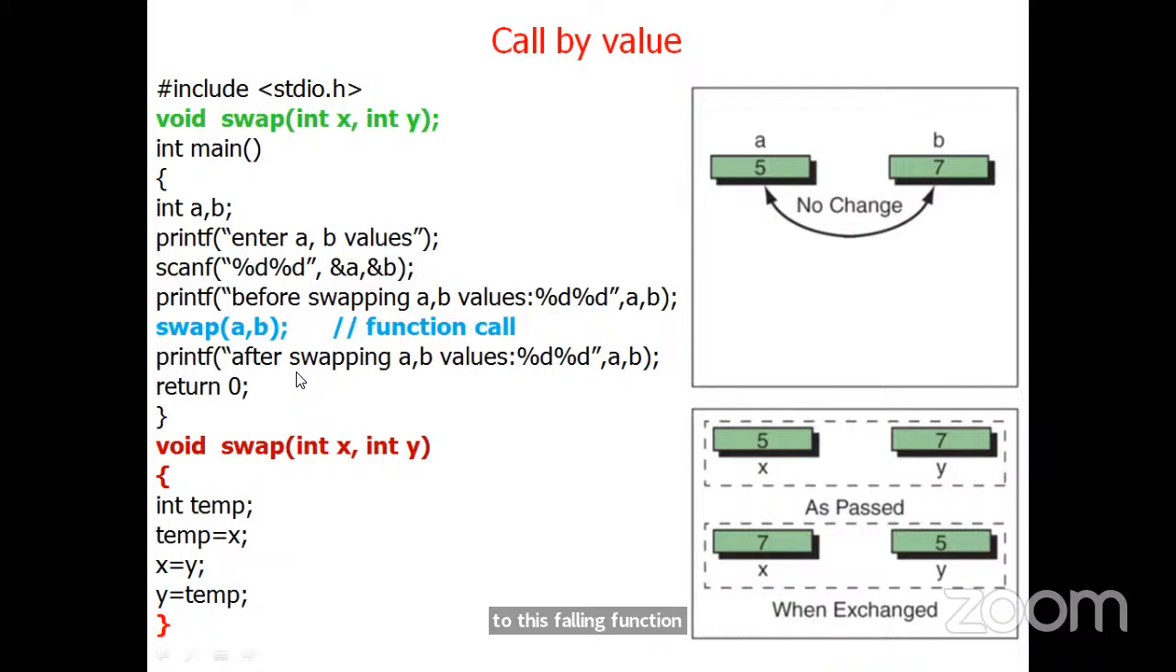Now printf after swapping, a comma b values. A comma B I am printing here. Now tell me what is the output of A comma B? What does A contain? A is 5 only, B is 7 only. Yes or no?